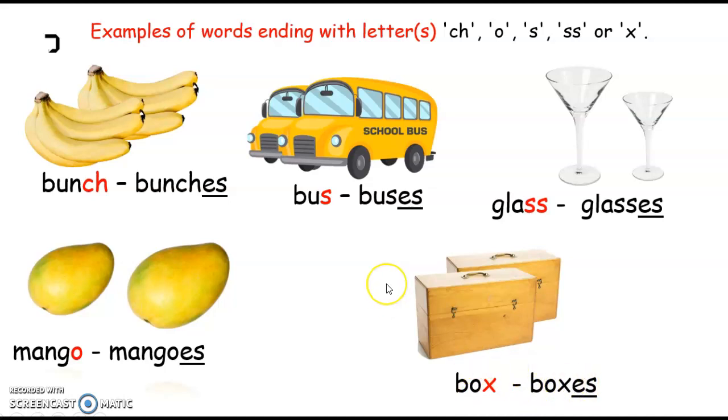So this is how plural forms are written for these nouns that end with ch, o, s, ss, or x. So I hope it is clear and you should be able to write the plural forms of any noun that you come across that ends in these letters.